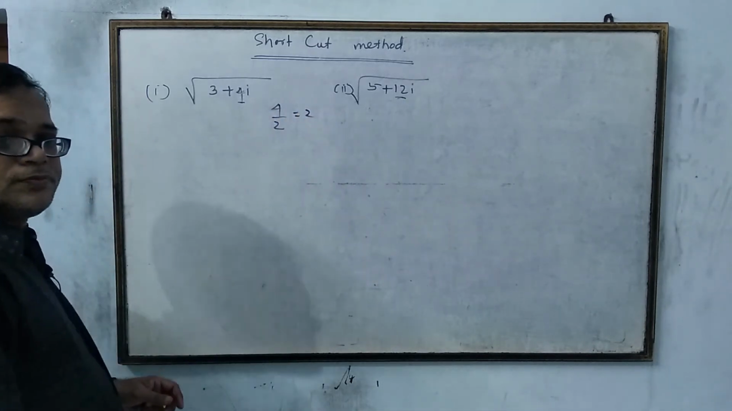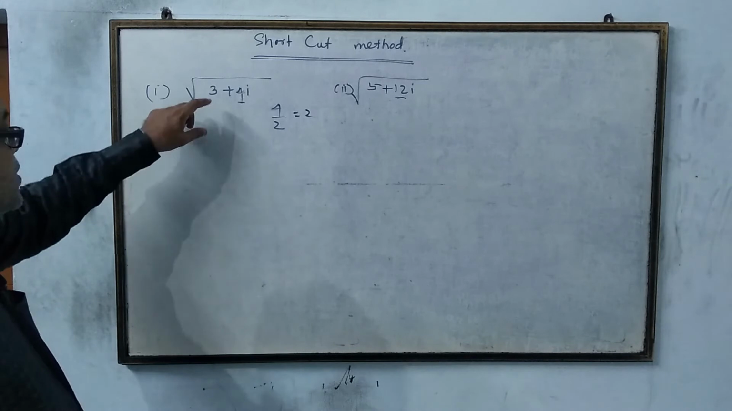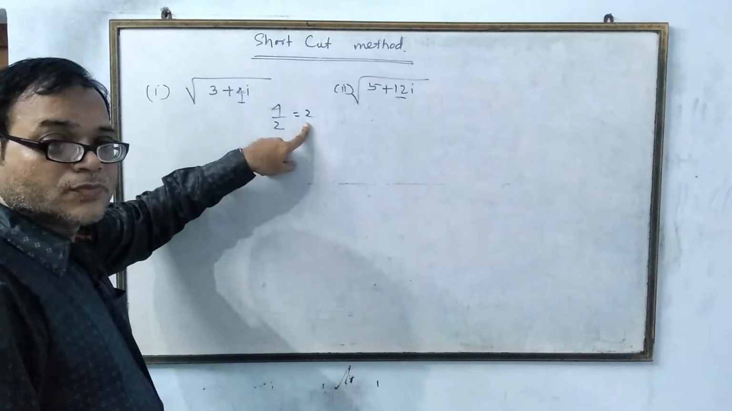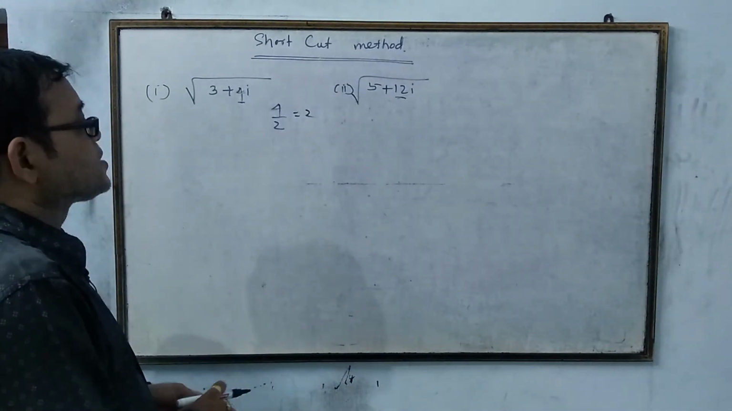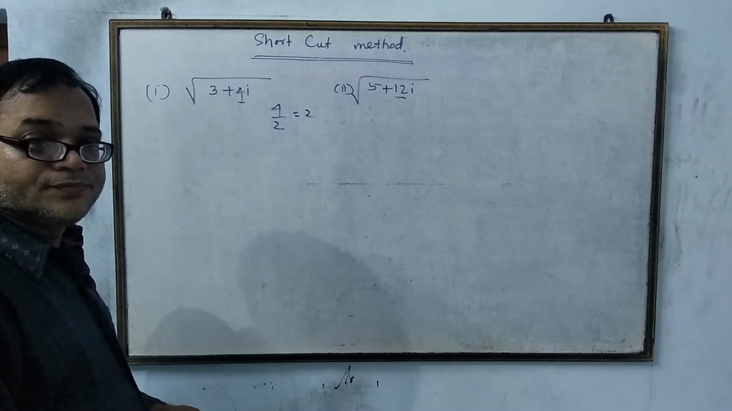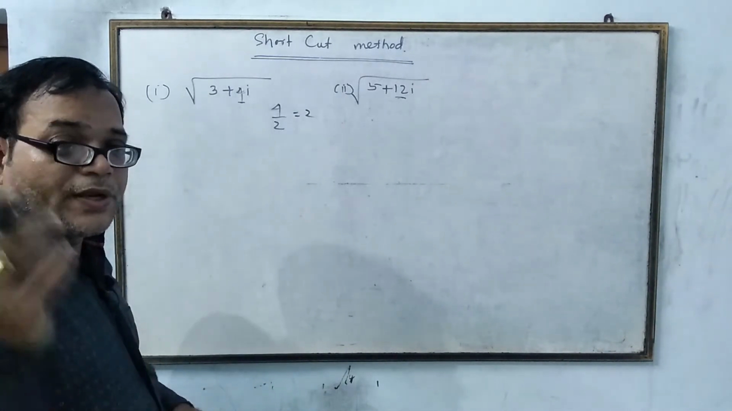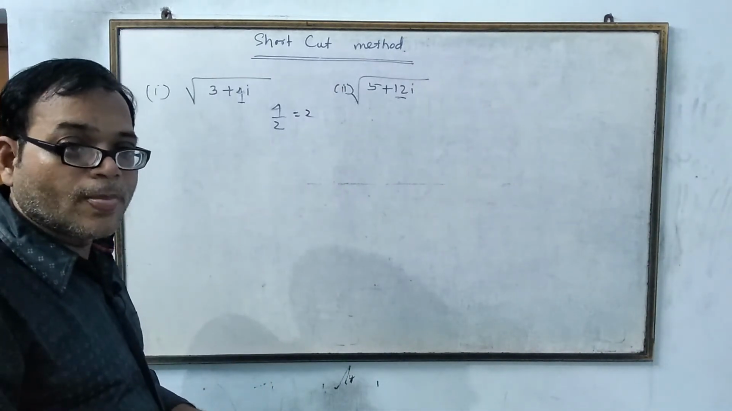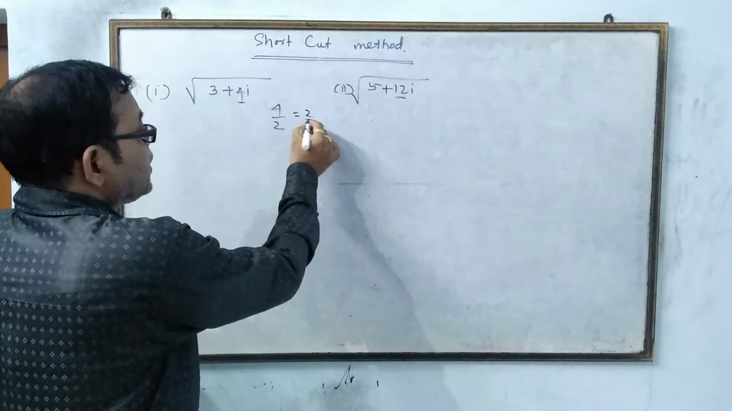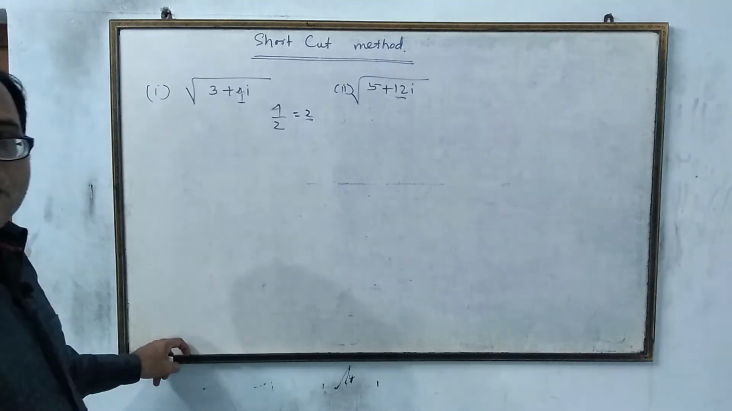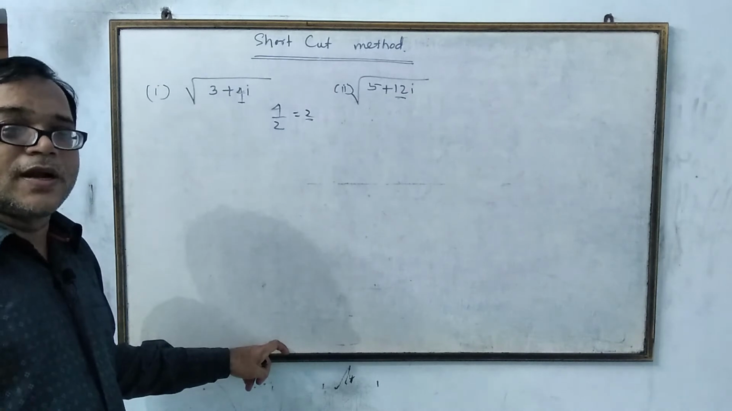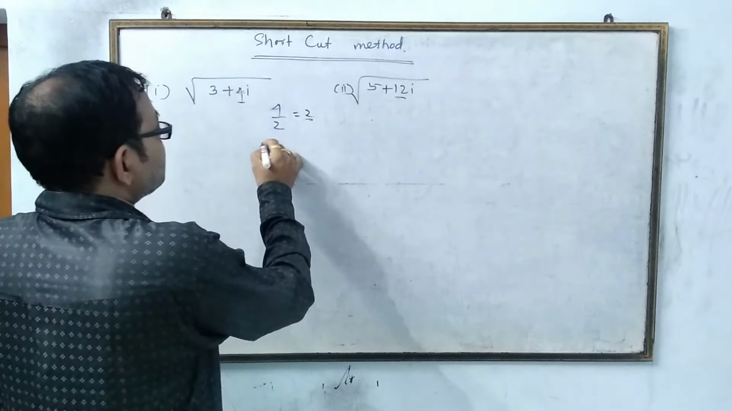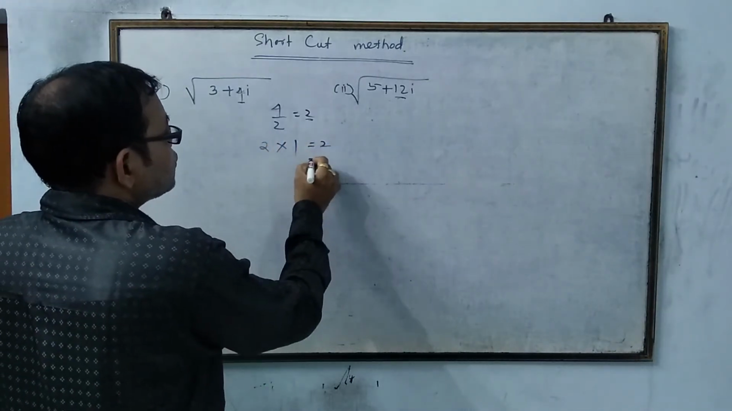I am proceeding with question number 1. 4 by 2 is 2. Then find two numbers such that on addition there would be 3 and on multiplication there would be 2. On multiplication it would be y by 2, on addition it would be x. That means the numbers are 2 and 1. 2 times 1 is 2, 2 plus 1 is 3.